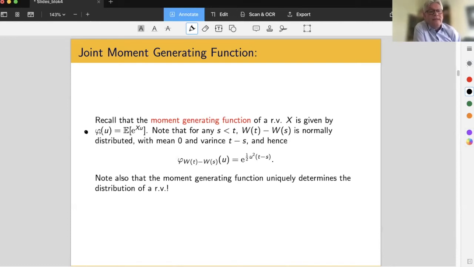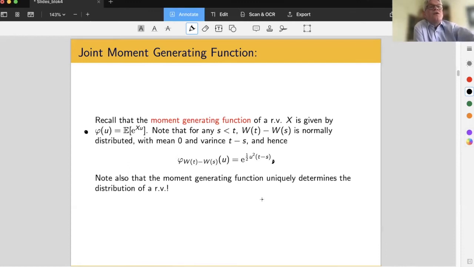Recall this, and now note that for any s less than t, this increment Wt minus Ws is normally distributed with mean zero and variance t minus s. And therefore the moment generating function for this, which I denote here as a subscript Wt minus Ws, with argument u, is nothing but e to the power 1/2 u squared times t minus s, as you may remember from that previous lecture where I denoted the moment generating function for a normal random variable. And it is important to note that the moment generating function uniquely determines the distribution of a random variable.